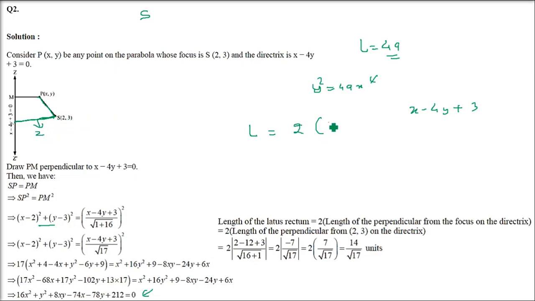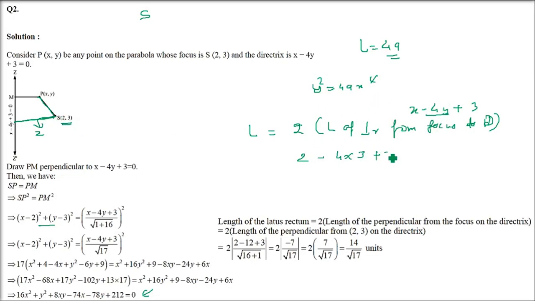So the distance can be easily found out. Just take the equation, put x and y as 2 and 3 here. So twice the length of the perpendicular from the focus to the directrix, this is what we are going to do here. So from 2, 3, as I just said, take x as 2 and for y you can take 3.